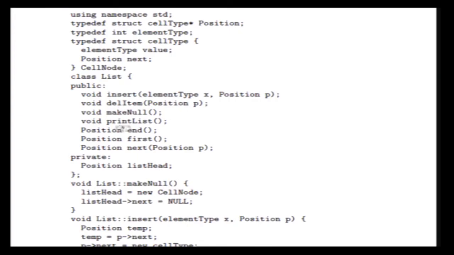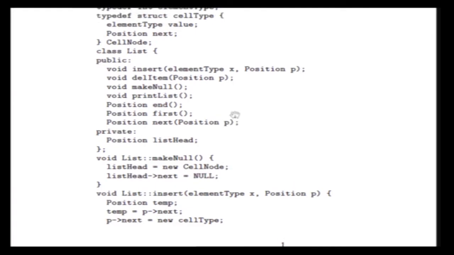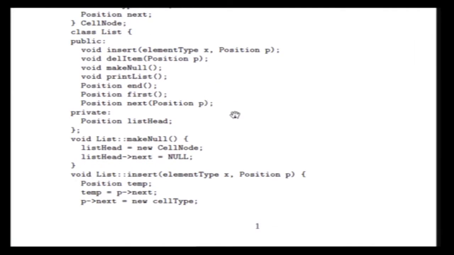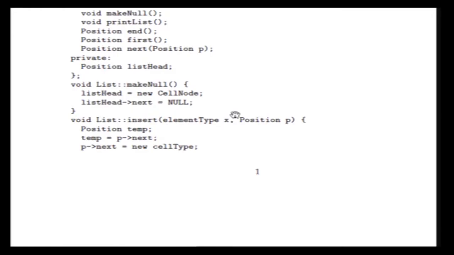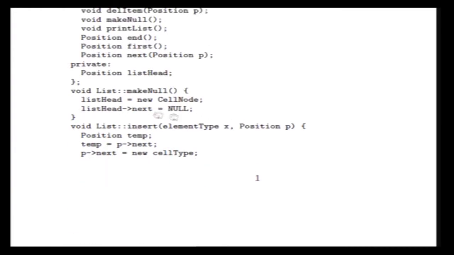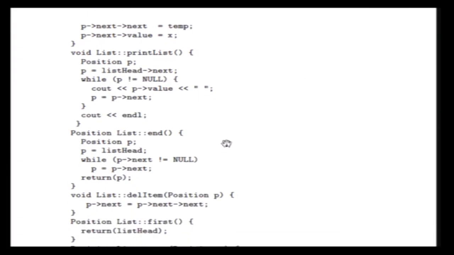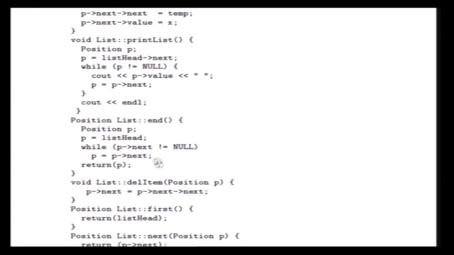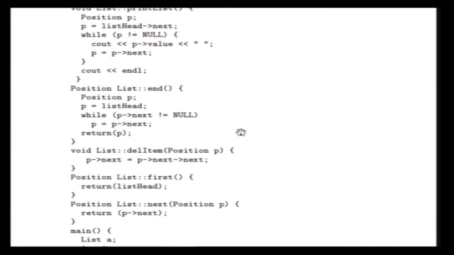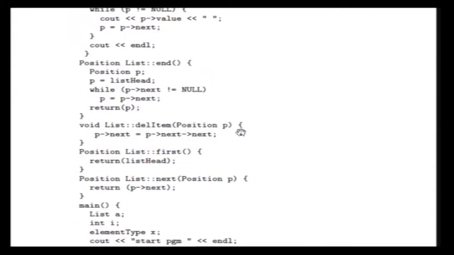Because I have written this in C++, I have used del item instead of delete, primarily because delete is used for specifically deleting an element in C++. Then there is something which makes an empty list. It creates a dummy node, as we saw in the class, and insertion inserts an element at a position p in the given list, and prints the entire list, and list end points to the end of the list. Let me explain what we mean by this.